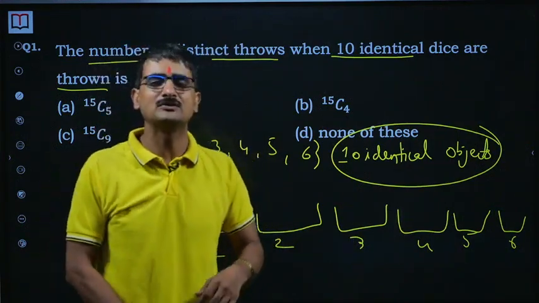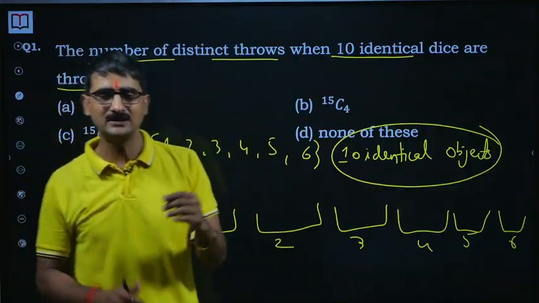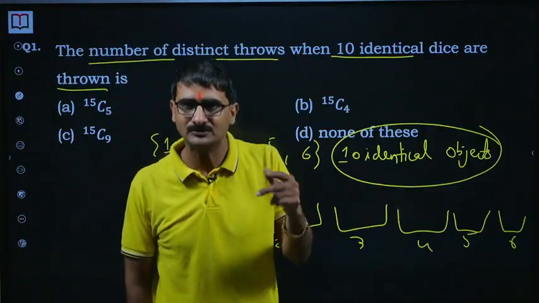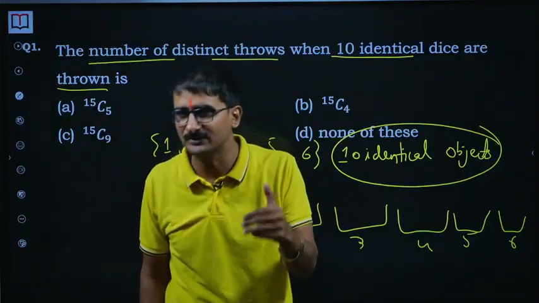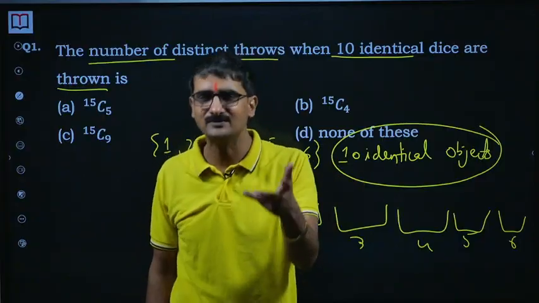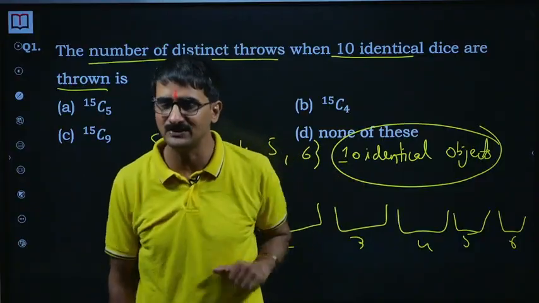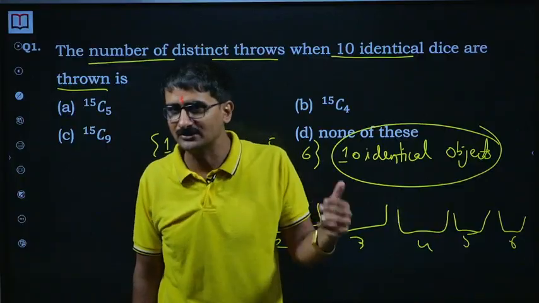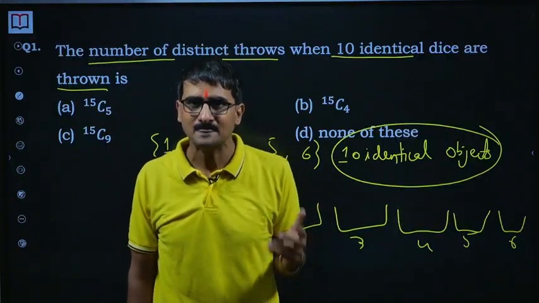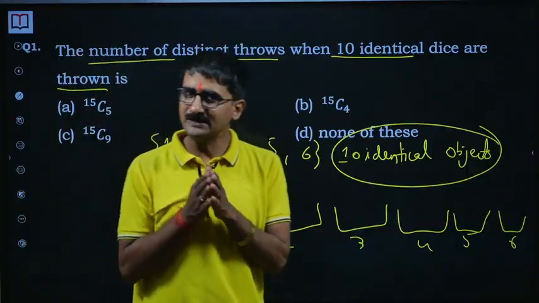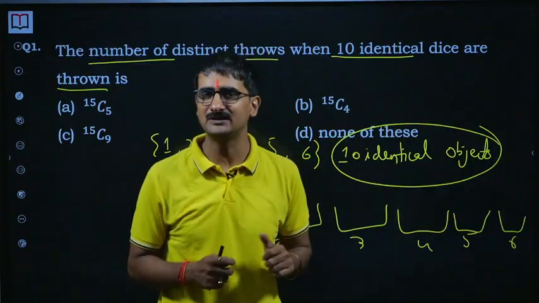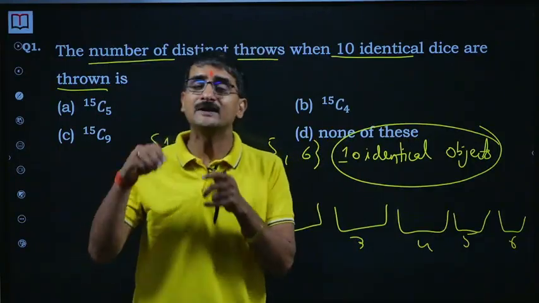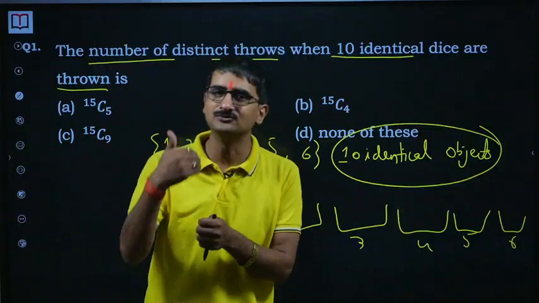See, what's going to happen? It may happen that 1 appears 2 times, 2 appears 0 times, 3 appears 5 times, 4 appears 1 time, 5 appears 1 time, and 6 appears the remaining number of times. Remaining number of times means the total sum has to be 10 here. So again, I took the numbers as the boxes, and I am allocating the dice, the objects, to those boxes.